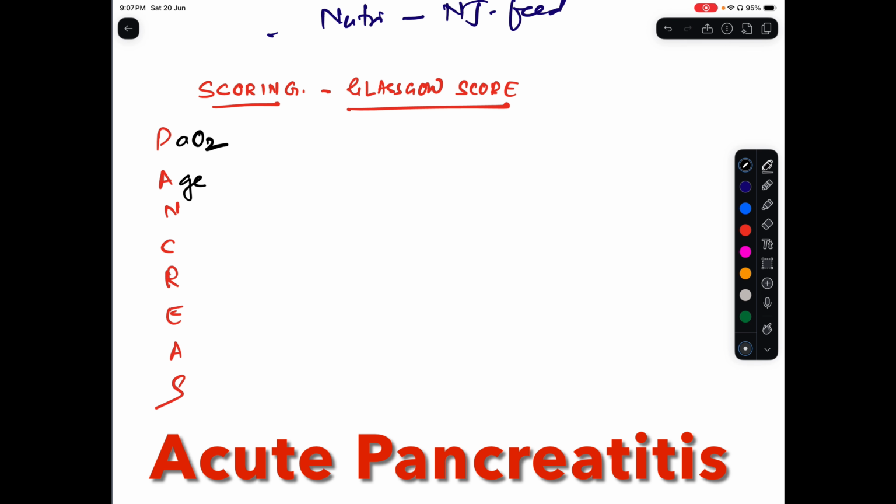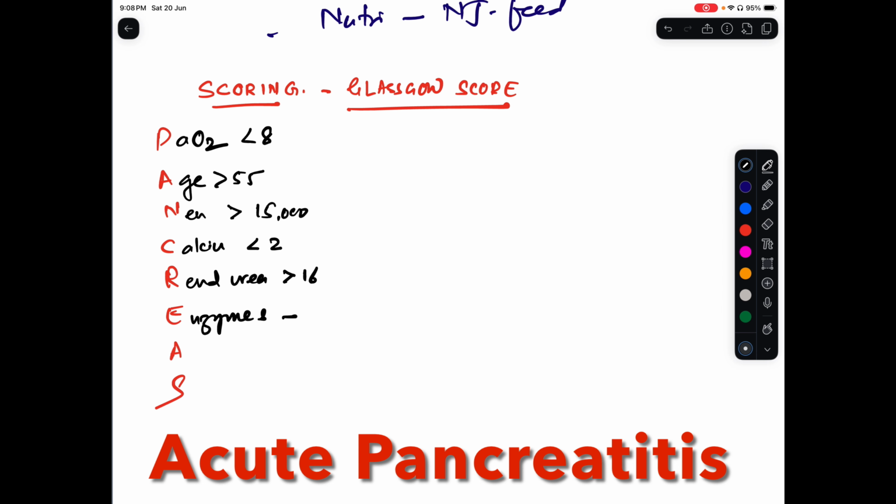A is age more than 55; oxygen is less than 8. Neutrophil count is more than 15,000. And C is for calcium, if it is less than 2. Renal: urea is more than 16. Enzymes: LDH is more than 600. Then albumin, if it is less than 32.